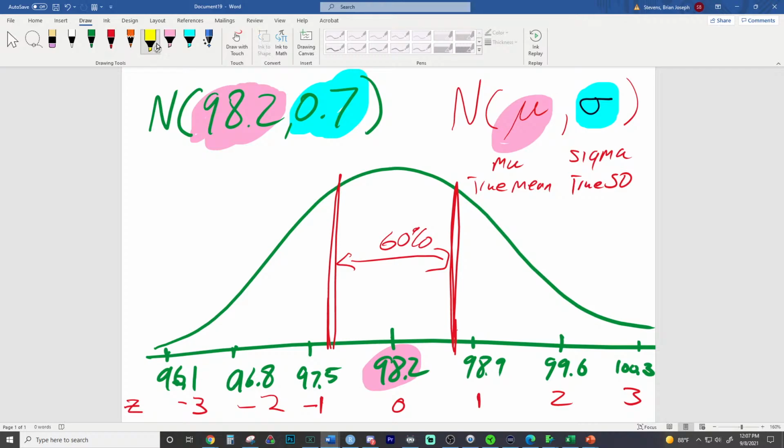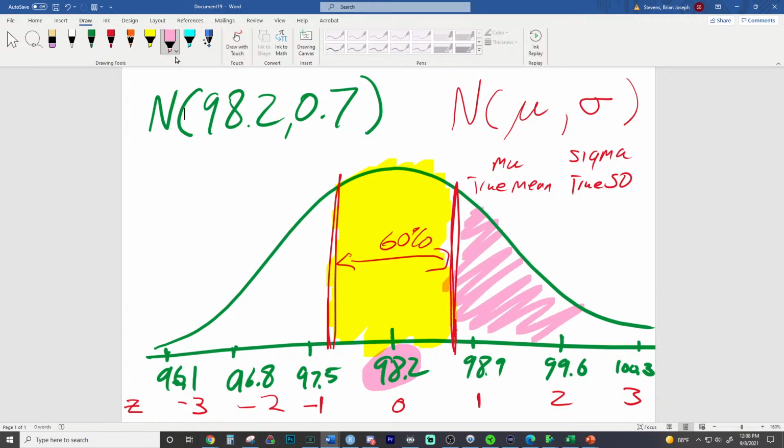So if 60% of the data is in here, how much total, and my graphic might not look perfect, but just go with it. How much total is outside? I'll draw it here in pink. How much total is outside? If 60% of the data is inside of here, what is the total outside? 60% is shaded in. That's what it's telling us.